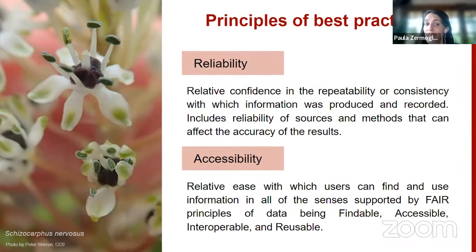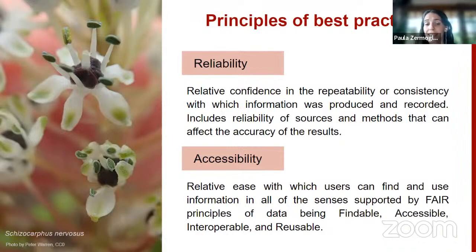Our next principle is reliability. This means the confidence that we have that the information about georeferences that we produce is repeatable and consistent. This includes how reliable the sources and methods that we're using are. For example, if we're using Wikipedia for getting information about a particular location to georeference, is Wikipedia reliable? Can we trust what it says? Well, that's included in this reliability of sources. Same for maps and for gazetteers, etc.